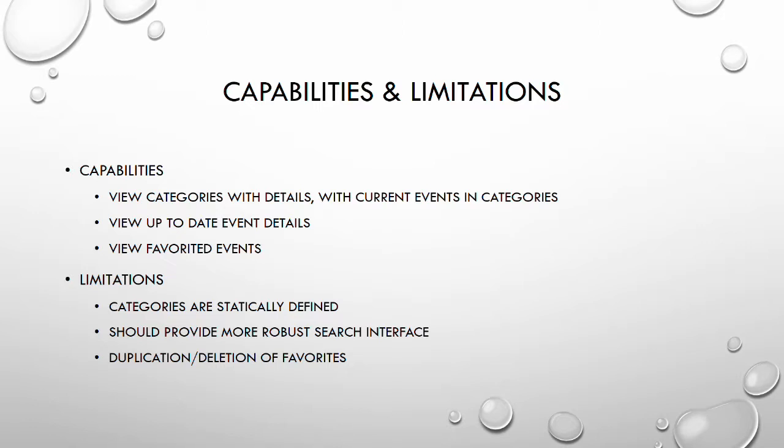The limitations are that the categories are statically defined. Something that could have been accomplished is that the EONet database provides an API endpoint to get categories dynamically rather than having them statically programmed into the application. You could also provide a more robust search interface, since currently the only way to view current events is by category. It'd be nice to have a separate interface where you could view all current events, or even past events that are no longer open.